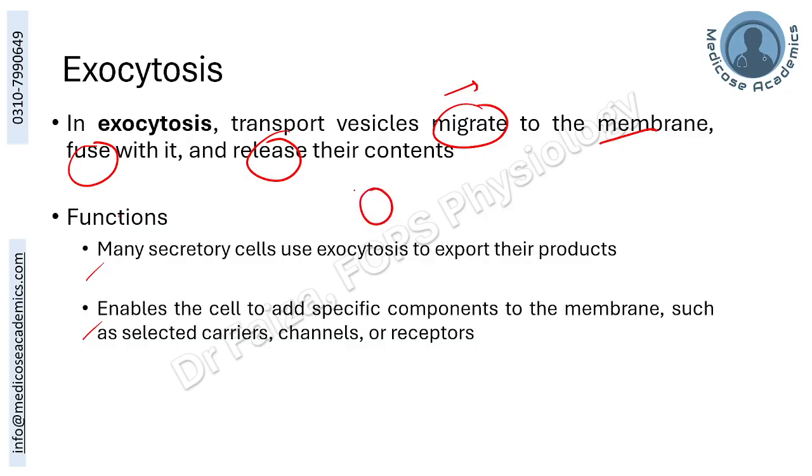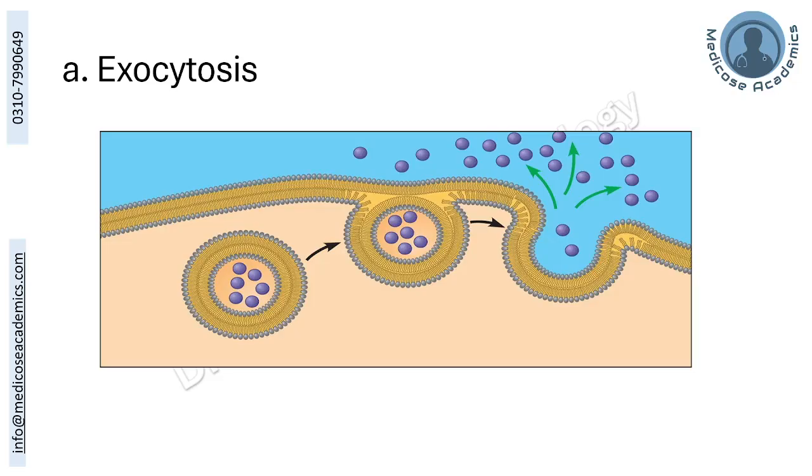An exocytotic vesicle fuses with the cell membrane. It leaves its membranous content in the cell membrane, thus keeping the membrane proteins in the cell membrane. So every time exocytosis occurs, more content is added to the cell membrane, and this also helps in replenishment of the membrane proteins, including carrier proteins, channel proteins, and receptor proteins. This is showing step-by-step exocytosis. This is showing migration, this is showing attachment, and this is showing the release.